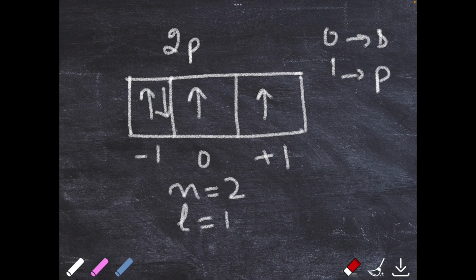As far as m is concerned, you can see the electron is located in this orbital. So m is equal to -1. And you have the 4th electron. For the first electron, the spin is +1/2, for this it is -1/2. So s will be equal to -1/2.